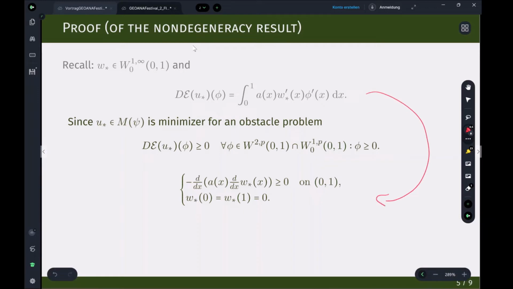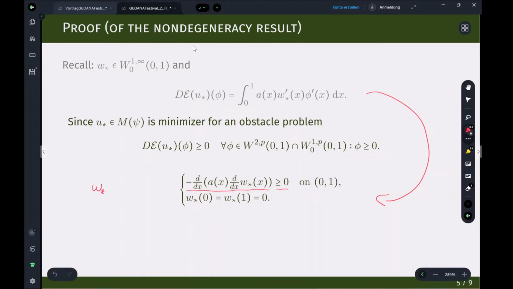In a weak sense, this equation yields the following. If I integrate by parts formally, then I get that this second order elliptic operator is bigger or equal to 0, and W star of 0 equals W star of 1 equals 0. And I remark the second order elliptic operator has no zeroth order coefficients, so all maximum principles that I want can basically be used there.